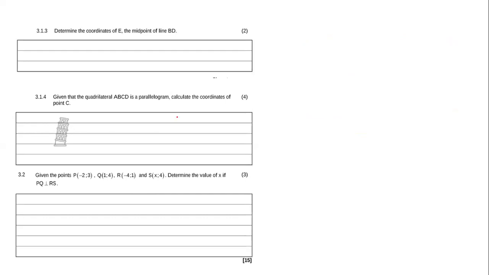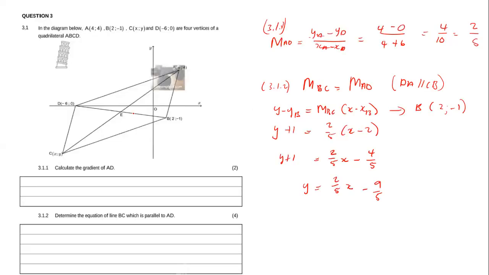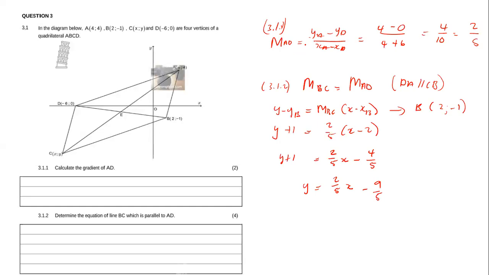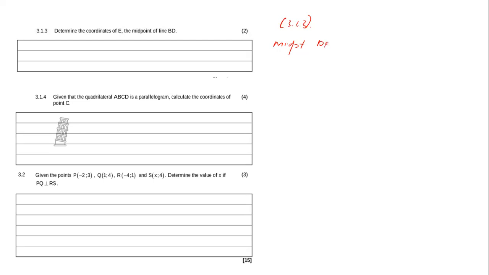And then 3.1.3, it says to us, determine the coordinates of E, the midpoint of line DB. So we want to determine the coordinates of E, which is the midpoint of this line DB. So we have the coordinates. So how to determine the midpoint of that line? To answer question number 3.1.3, we know that to determine the midpoint of line DB, midpoint of DB.